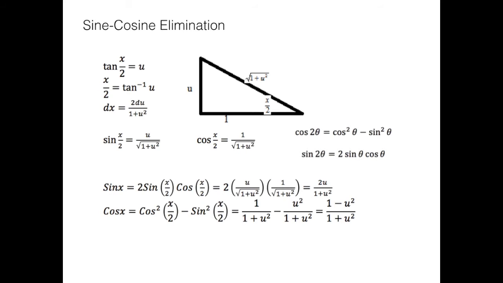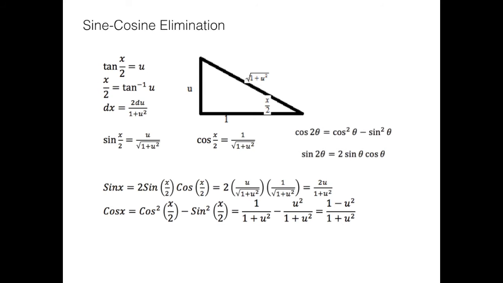So cosine x, or cosine 2 times x over 2, is going to be equal to cosine squared of x over 2 minus sine squared of x over 2. And again, using the previous identities, that's going to be equal to 1 over 1 plus u squared minus u squared over 1 plus u squared. And that substitution will be 1 minus u squared over 1 plus u squared. So this is very interesting, and it's really cool the way that we've been able to derive alternate representations of sine x and cosine x in terms of u.